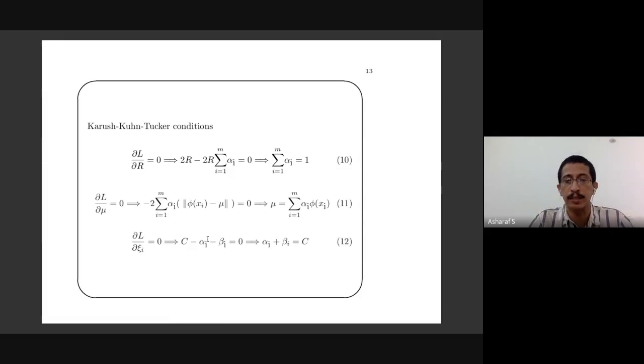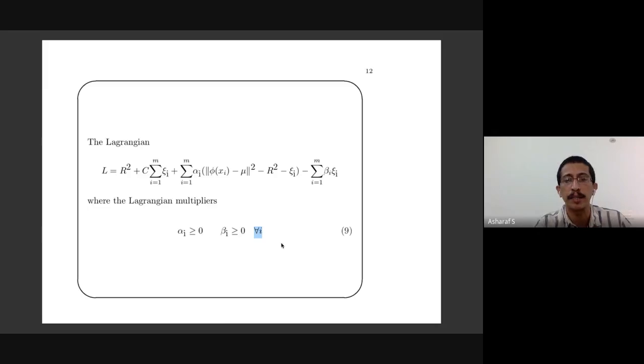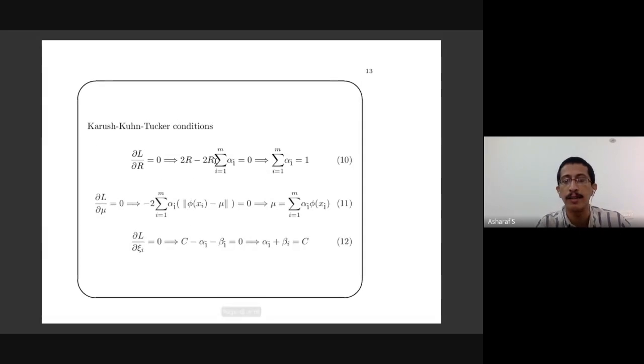KKT becomes the first order necessary and sufficient condition. So ∂L/∂R is equal to 0. You can look at the math, which is pretty straightforward if you understand differentiation. So 2R minus 2R Σα_i is equal to 0, which essentially gives you Σα_i equal to 1. And ∂L/∂μ is equal to 0, the next condition with respect to the primary variable μ, will give you this kind of equation. μ will be defined like this.